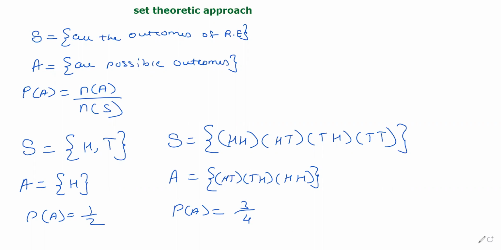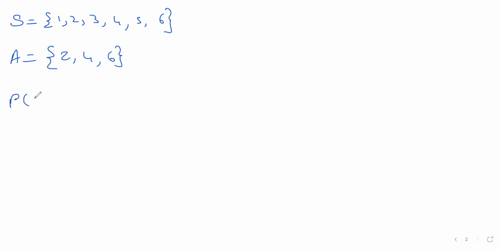If I say that I'm throwing a dice, then the solution set will be 1, 2, 3, 4, 5, 6. If A is the event and I say I want all even numbers, it will have 2, 4, 6. And the probability will become 3 by 6 or 1 by 2. This is simply the formula of set theoretic approach probability.